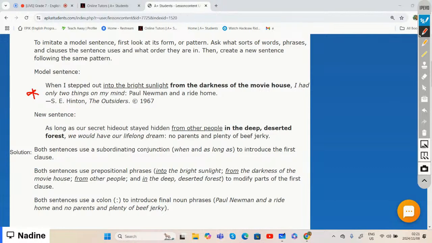And if you look at both of those sentences, the first one says, "When I stepped out in the bright sunlight," and the second, "As long as our secret hideout stayed hidden." Both sentences use a subordinating conjunction, when and as long as, to introduce the first clause.